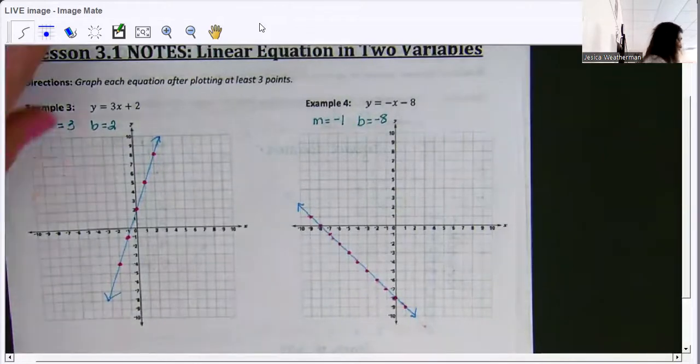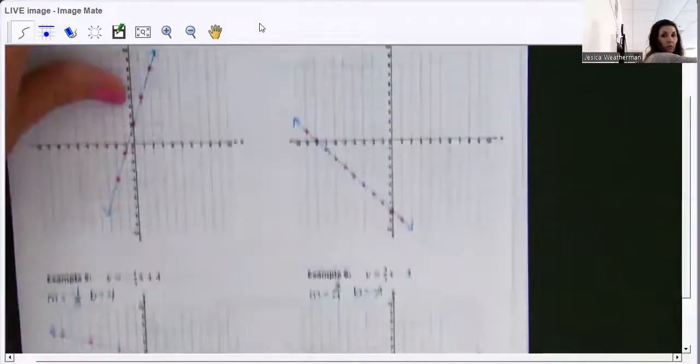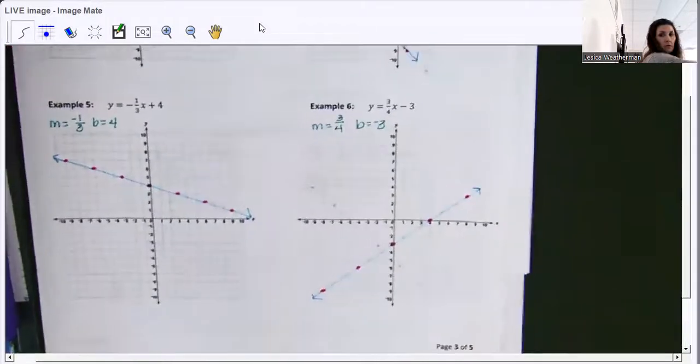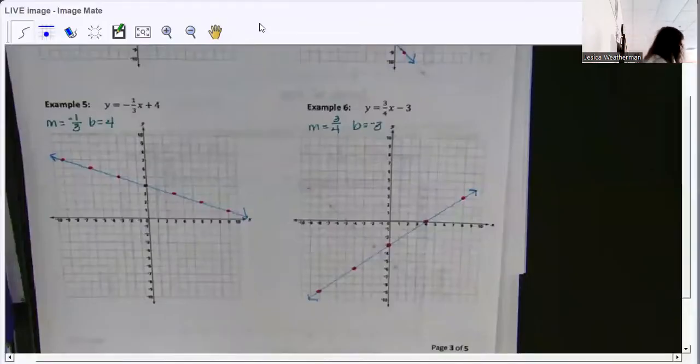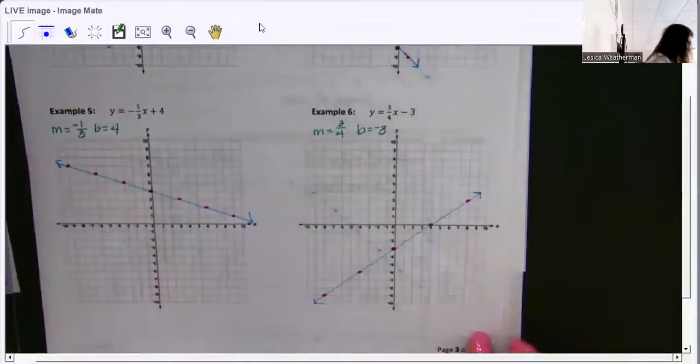And then if you're done with example 6, go ahead and check that one. I'm gonna move it down. Okay, let's go ahead and go to page 4.